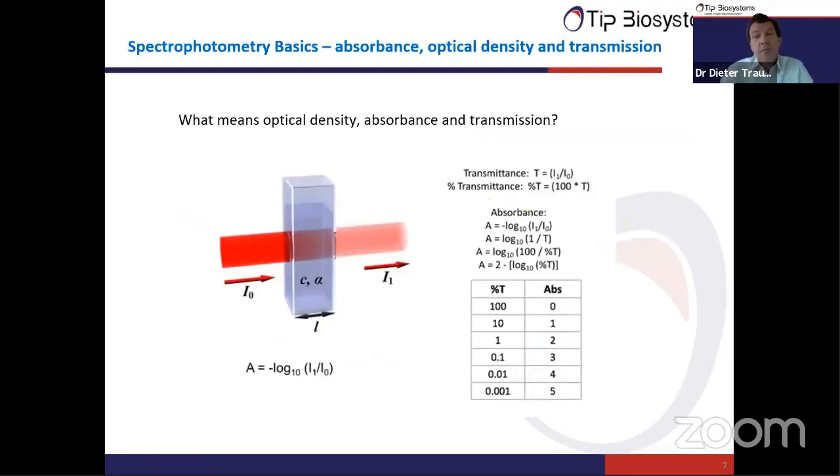Okay, so now what do we actually measure? There are these terms flying around: optical density, absorbance, transmission. What does this mean? You remember this is a part we saw before in the setup of the spectrophotometer. Here's our initial light intensity coming in, and here's our sample.